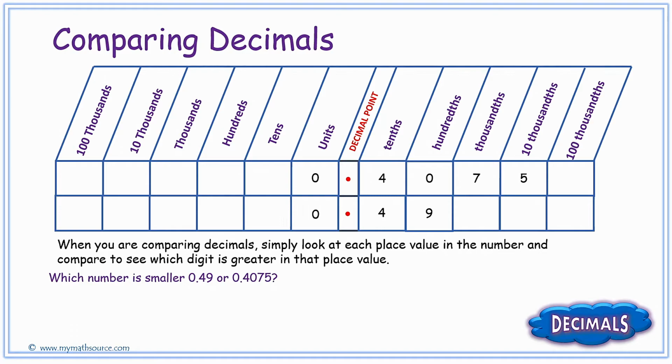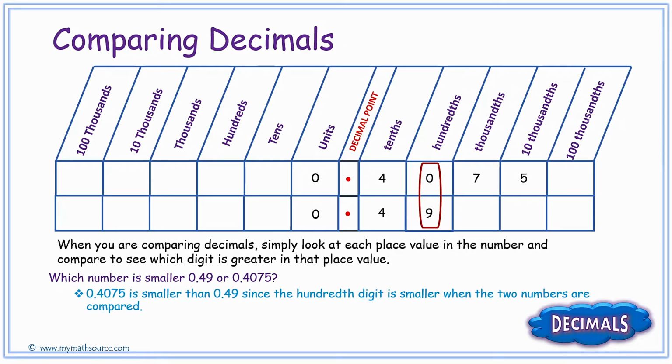Once again, we can use a place value chart to help us by comparing each place value. When we look at the first place value after the decimal point, the tenths position, we notice that the numbers are the same. So we need to move on to the second place value. In the hundredths place, we see the digits 0 and 9. And since 9 is larger than 0, that means 0.49 is the larger number. Since we were looking for the smaller number, our answer would simply be 0.4075.